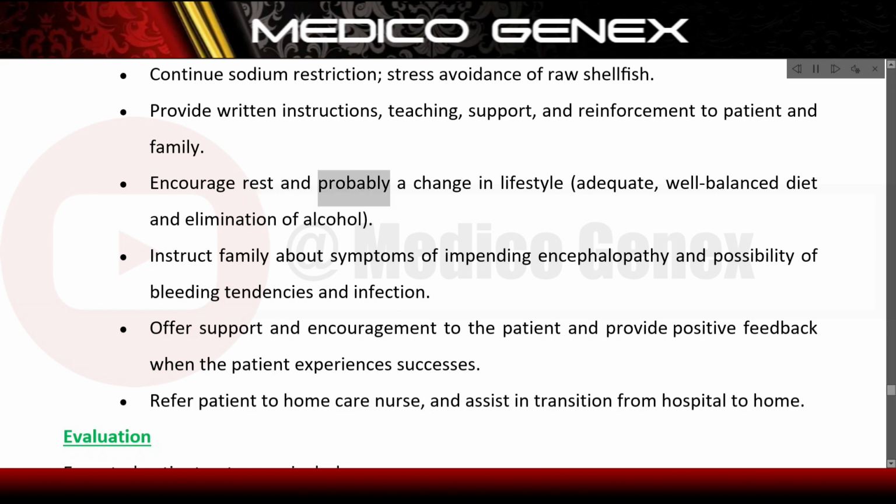Encourage rest and probably a change in lifestyle, adequate, well-balanced diet and elimination of alcohol. Instruct family about symptoms of impending encephalopathy and possibility of bleeding tendencies and infection. Offer support and encouragement to the patient and provide positive feedback when the patient experiences successes. Refer patient to home care nurse and assist in transition from hospital to home.